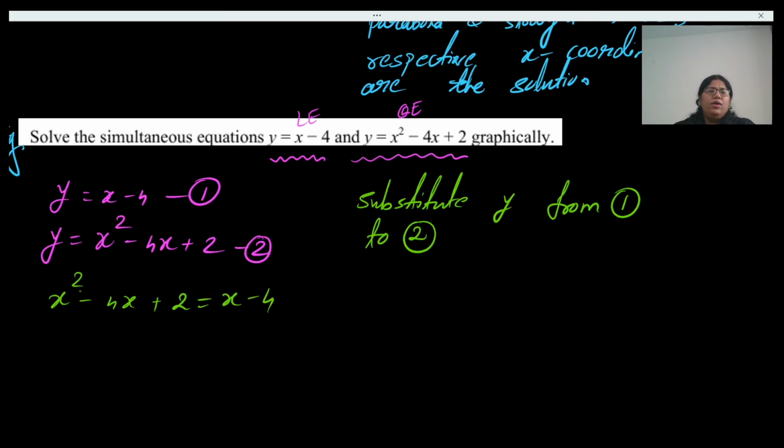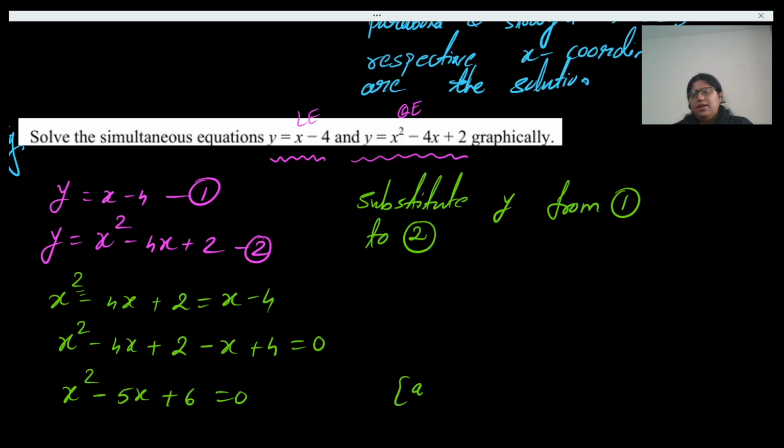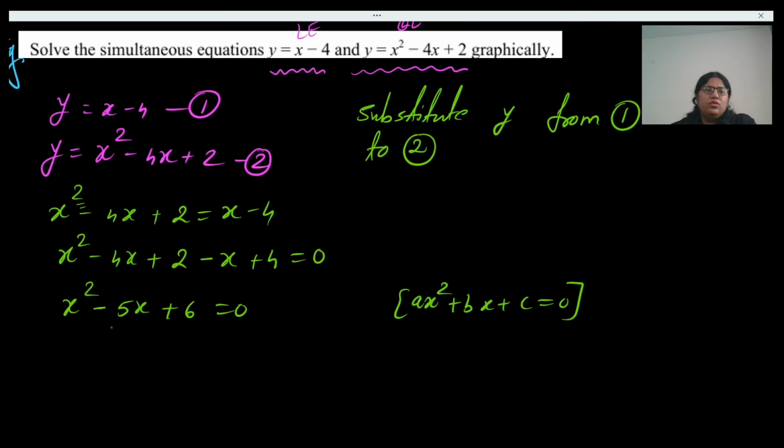Now here the highest power is 2, which means this is nothing but a quadratic equation. And whenever I solve a quadratic equation, I always get the standard form by taking everything to one side of the equation. So x square minus 5x plus 6 is equal to 0. Now this is in the form of ax square plus bx plus c equal to 0. So you can get the roots or zeros, the solution of x. How do we do it here? You can follow the splitting the middle term method.